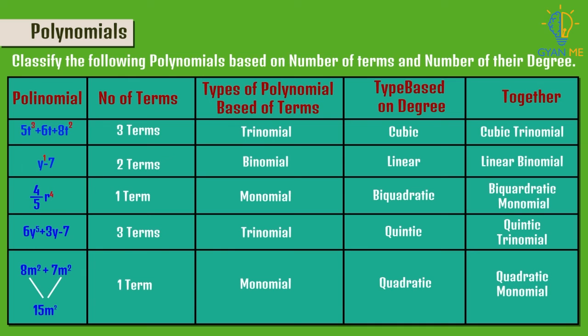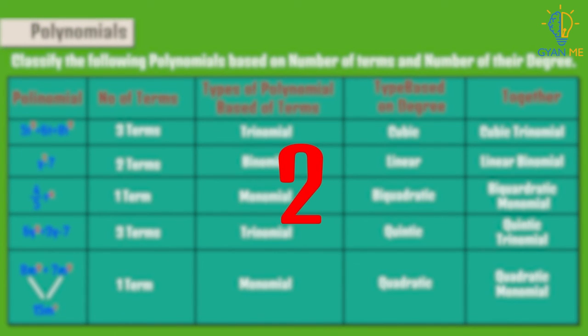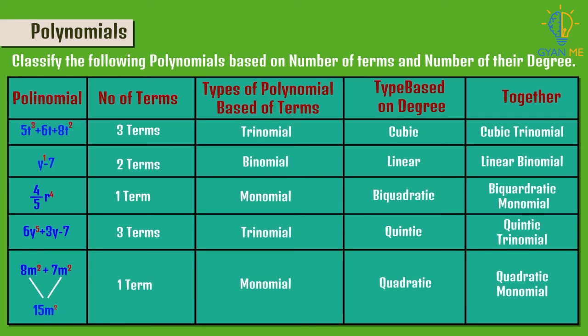In our fourth example, there are 3 terms, so it is called a trinomial, while the highest degree of variable is 5, so it is a quintic polynomial. Together it is called a quintic trinomial. In our last example, observe both are like terms with the same degree and same variable. So by adding them, it becomes 15m square, which is 1 term only. So it is a monomial, while the highest degree of variable is 2, so it is a quadratic polynomial. Together it is called a quadratic monomial.